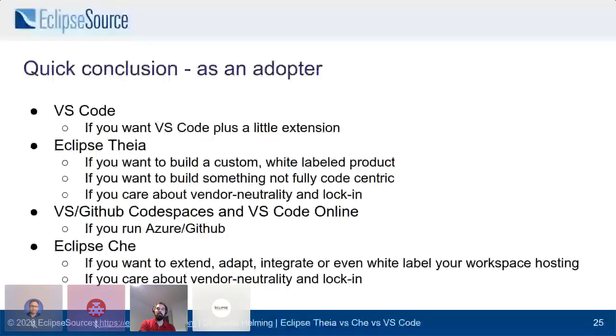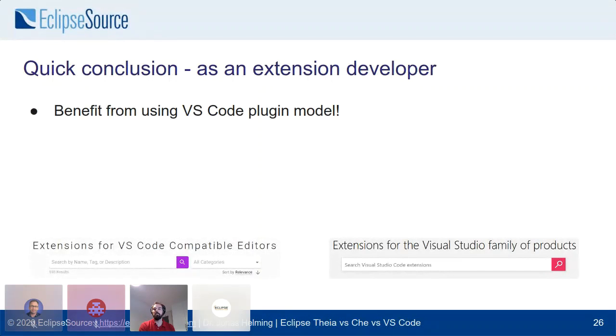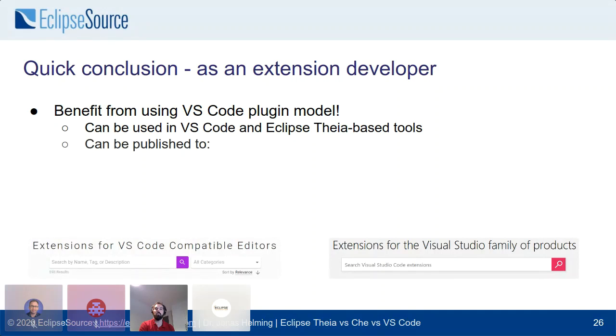All right. Now, there's one special use case as an extension developer. Let's assume you want to, for example, write an extension to support a new language or an existing language. So what is the best way then? There the answer is very simple. If you can, just benefit from the VS Code plugin model and write a VS Code extension, because it can then be used by users in Theia, but also in VS Code. So that's the perfect way to go.